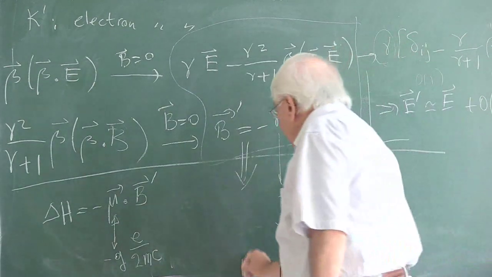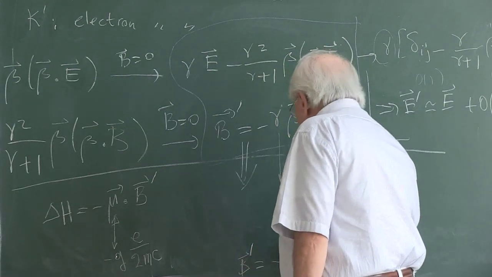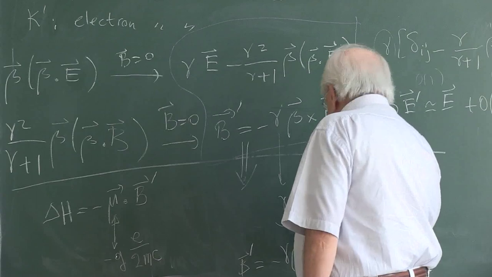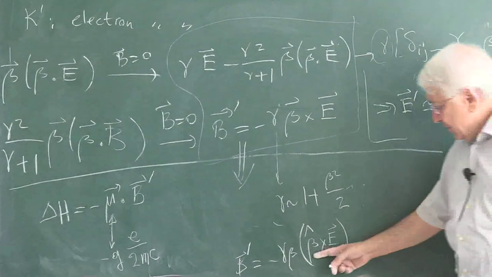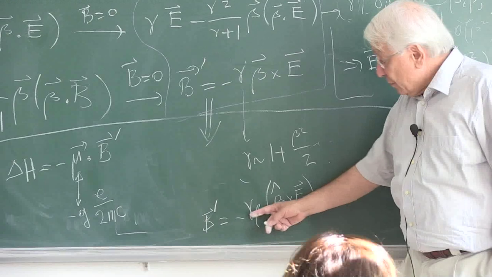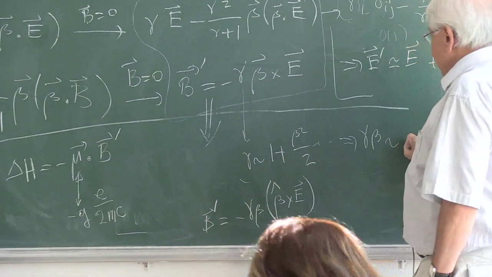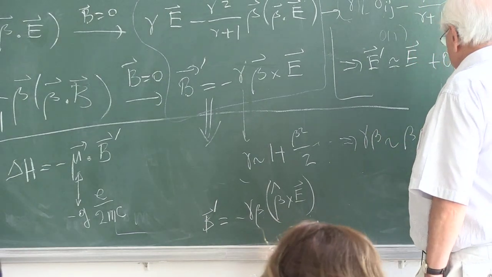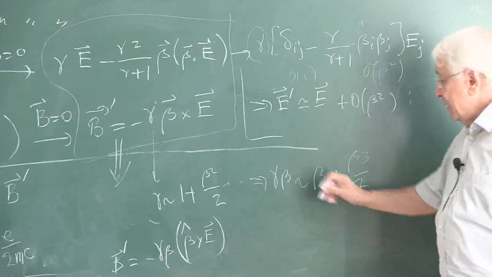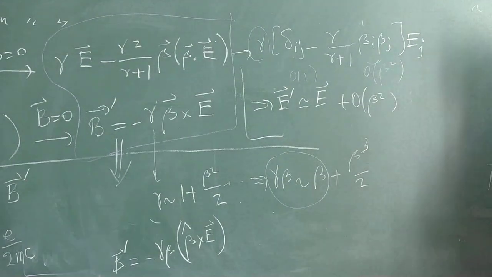So if I write B prime now as minus gamma times beta, with the unit vector in the direction of beta to make it as dimensionless as possible, this is a unit vector, and E carries the dimension of the electric field as before, and the order of beta now is gamma times beta. So if I compute that, what is gamma times beta? To leading order it is beta plus beta cubed over 2. So that complicated thing, gamma beta, is to be replaced by beta because the next order correction starts at the beta cubed order, we drop it.